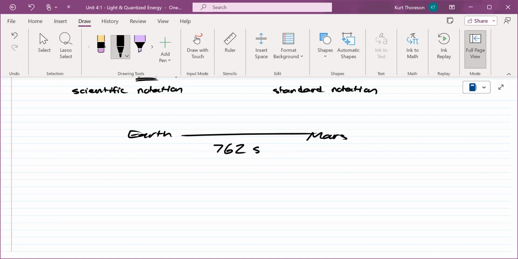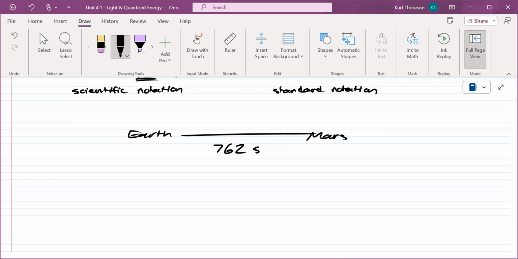762 seconds. That message is just traveling through space at the speed of light until it gets to her. And then she gets my message. And then she says, Mars is kind of cold. How's Earth? How long will it take for her message to get back to me? So what is the round trip conversation? How long will that take?